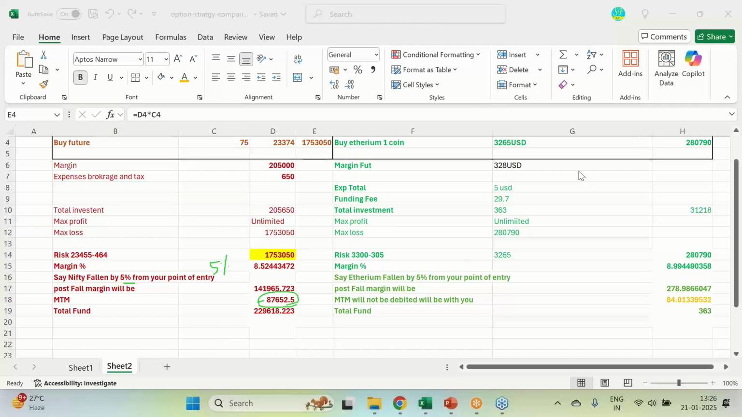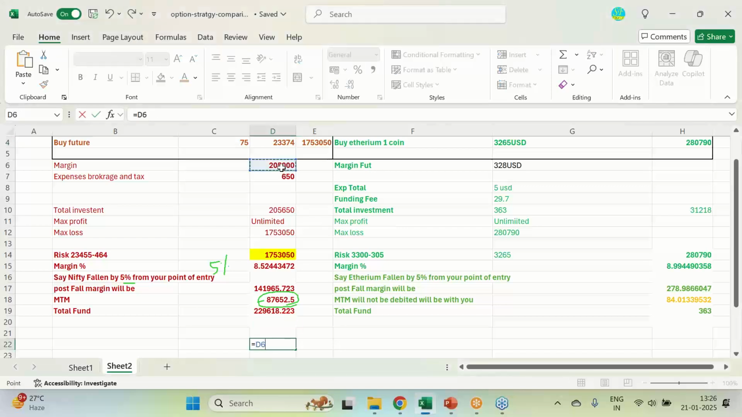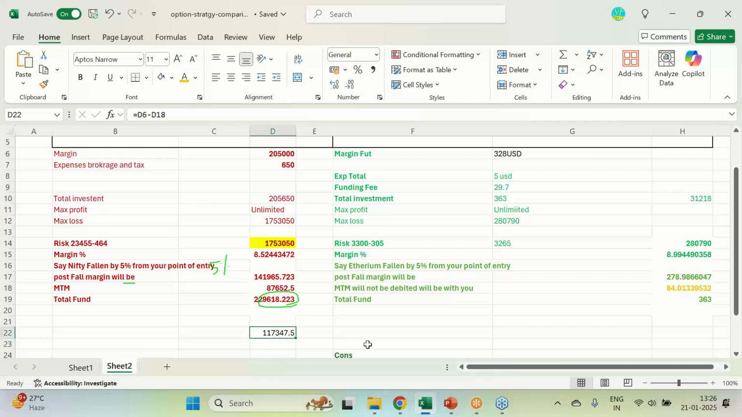So obviously you'll be saying that I have paid 2,05,000 rupees as a margin. So I have the money. So 2,05,000 you paid, 87 gone. So you are with 1,17,000. But with 1,17,000 you cannot keep the position. Right? The market has fallen 5%, but also this 87 is gone. Then will I be able to hold these positions now?